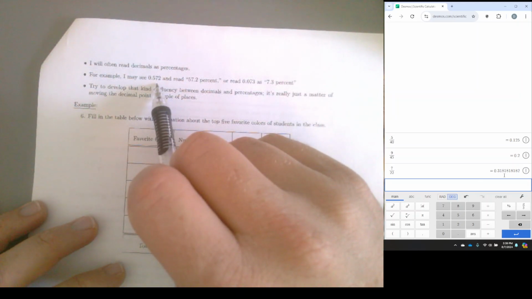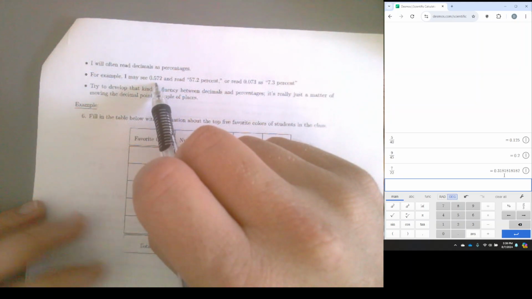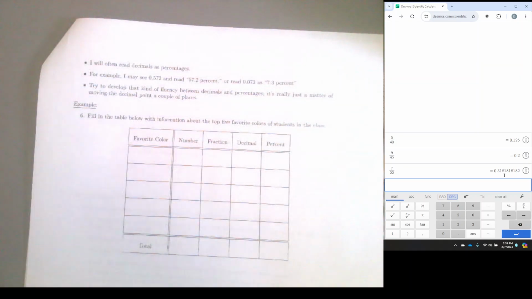So this is how changing between decimals and percents works. Oftentimes, I will read a decimal as a percentage, so I might see something like 0.572, but instead of reading it as 0.572, I might just read it as 57.2%. And for that reason, I would like for you to practice and, like I said, get really fluid at being able to do this.